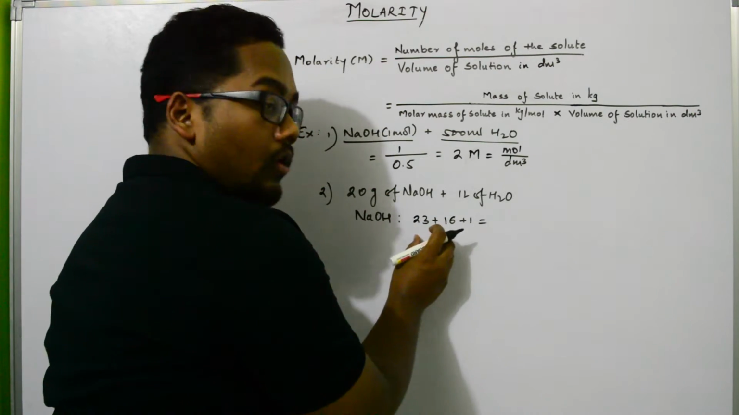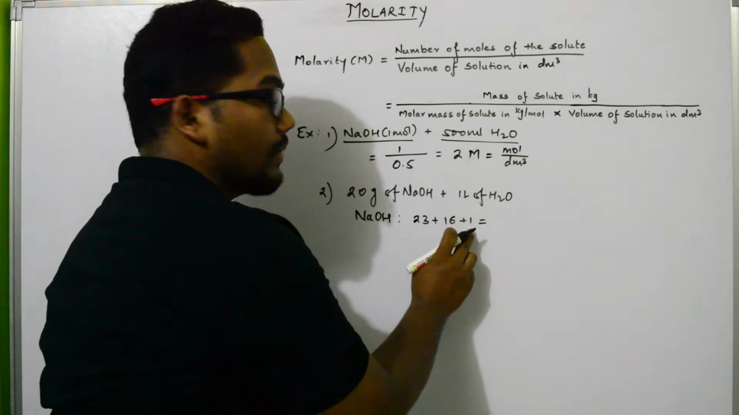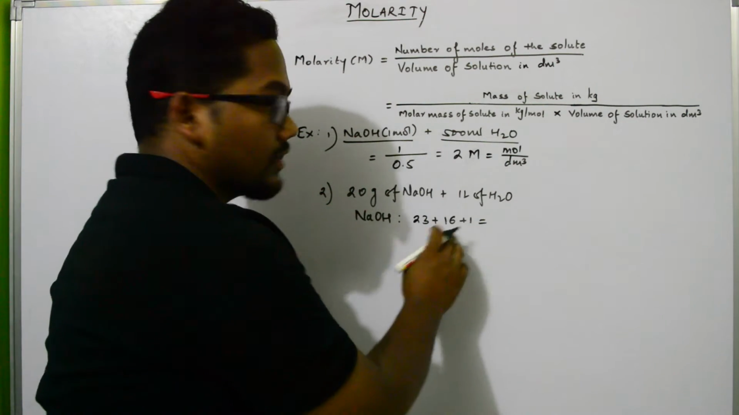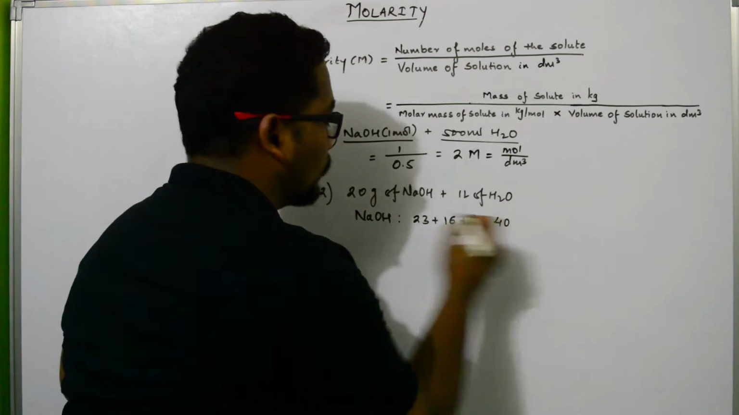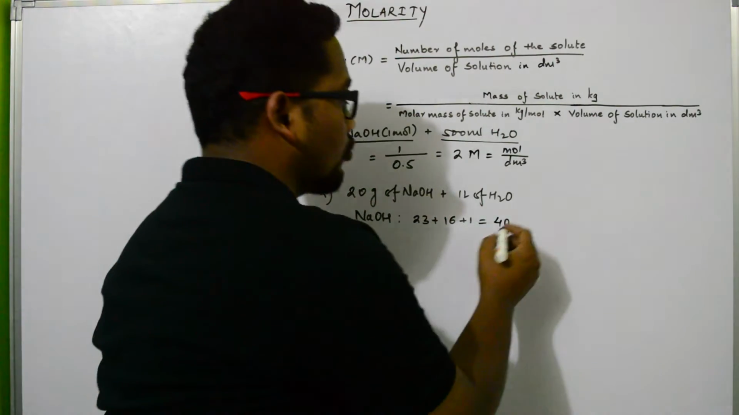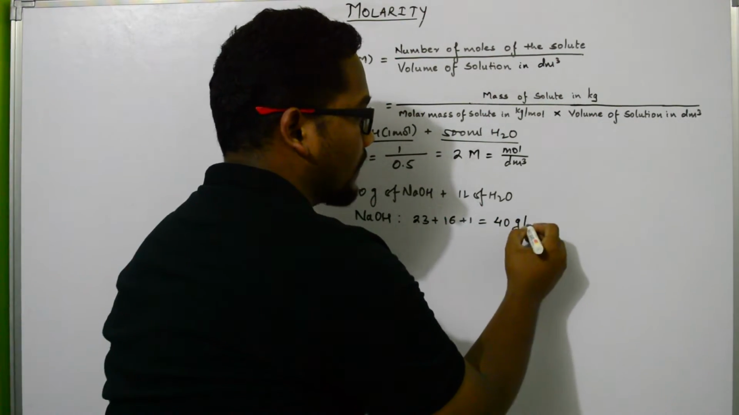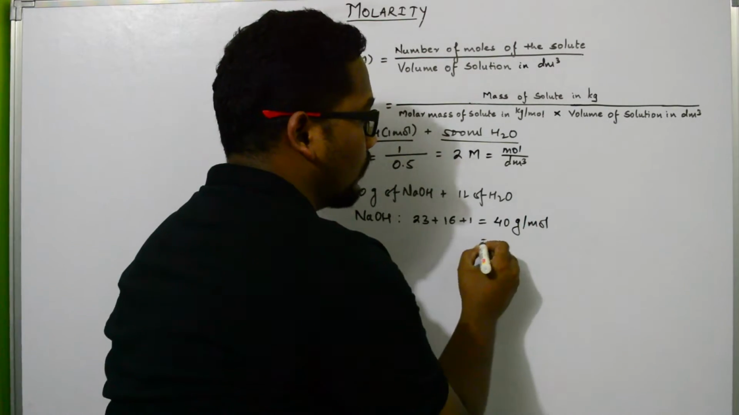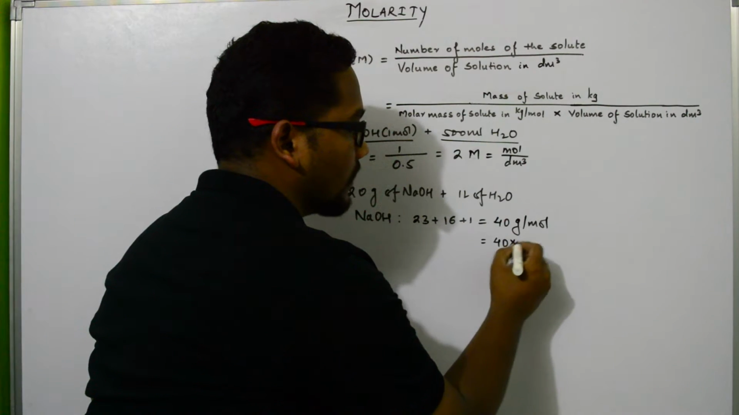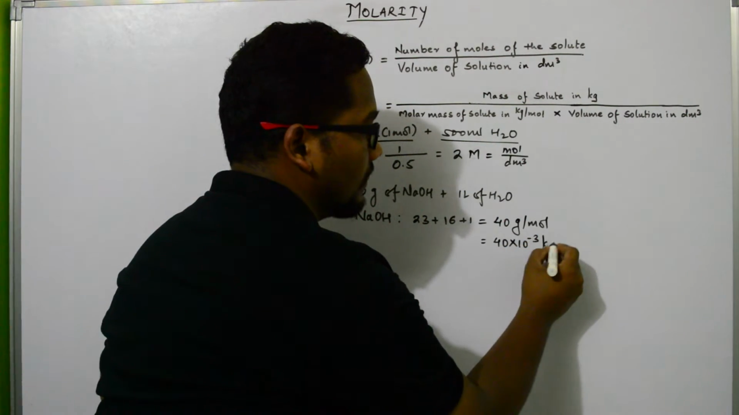So if you add up all these values, what are you going to get? 23 plus 1 is 24. 24 plus 16 is going to be how much? It is going to be 40. Now, the atomic weight you get in this case is always in grams per mole. So you'll have to convert this into kg. So in this case, it is going to be 40 into 10 to the power of minus 3 kg.